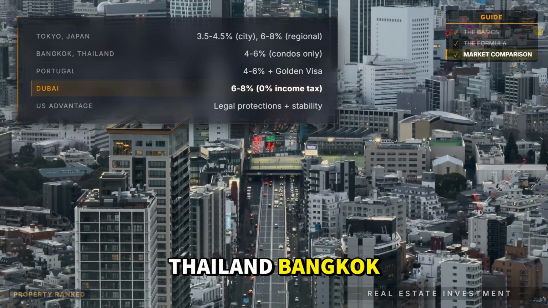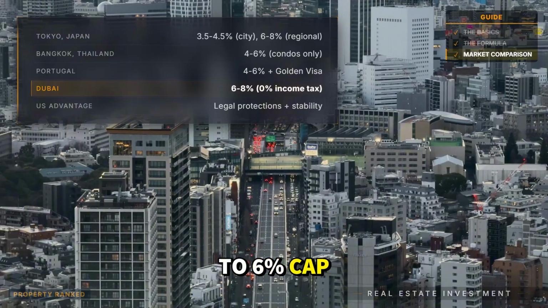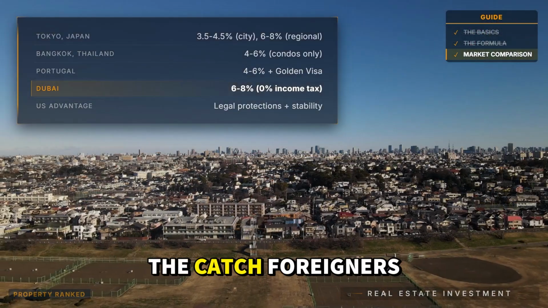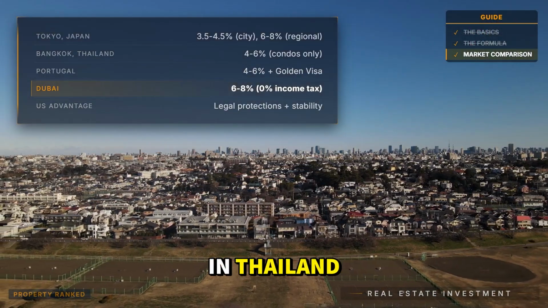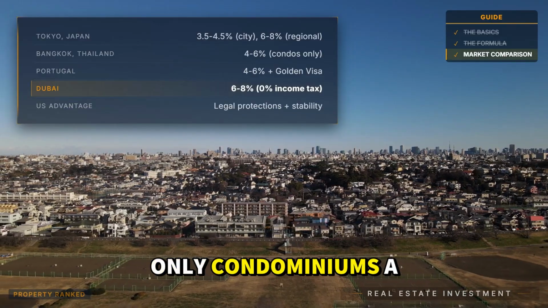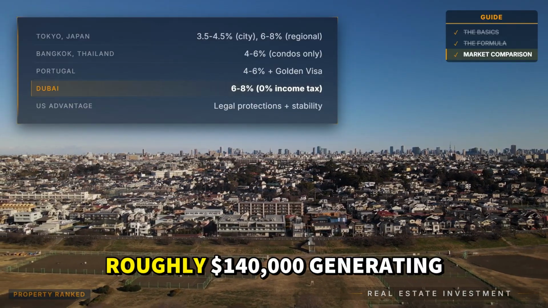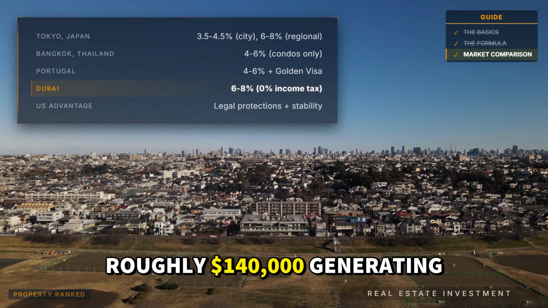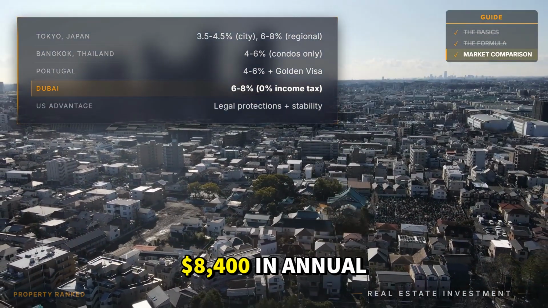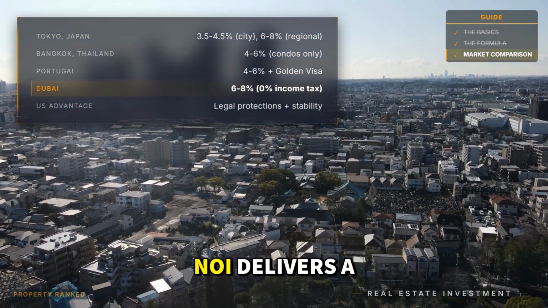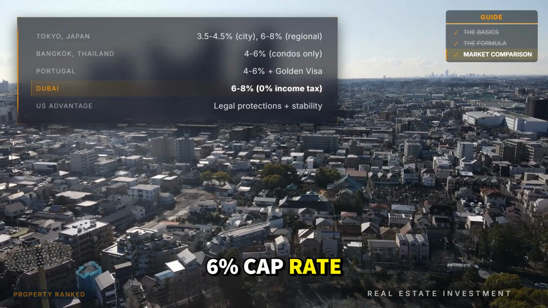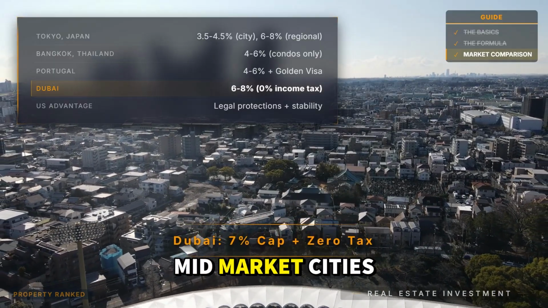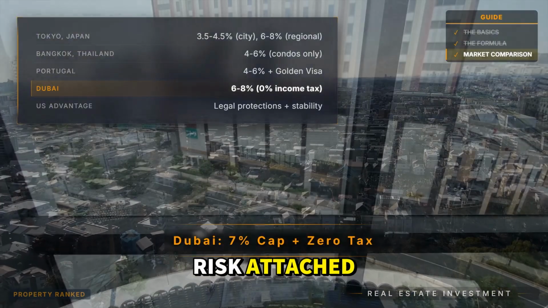Thailand. Bangkok condos yield 4 to 6% cap rates for foreigners. The catch: foreigners can't own land in Thailand, only condominiums. A 5 million baht unit, roughly $140,000, generating $8,400 in annual NOI delivers a 6% cap rate. Competitive with U.S. mid-market cities, but with currency risk attached.